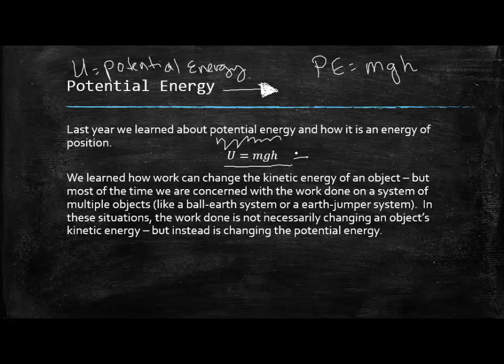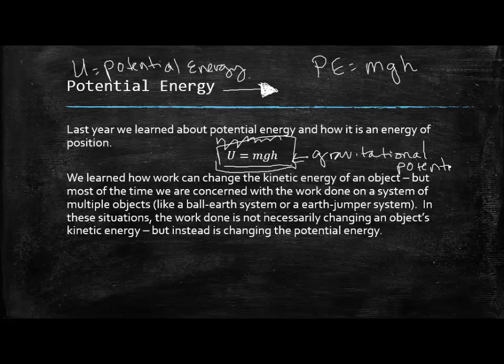So last year we learned that the potential energy is equal to the mass times the gravity times the height. So another way to think of this is a way for us to talk about the potential that gravity has to do work on us. This is what we call gravitational potential energy.